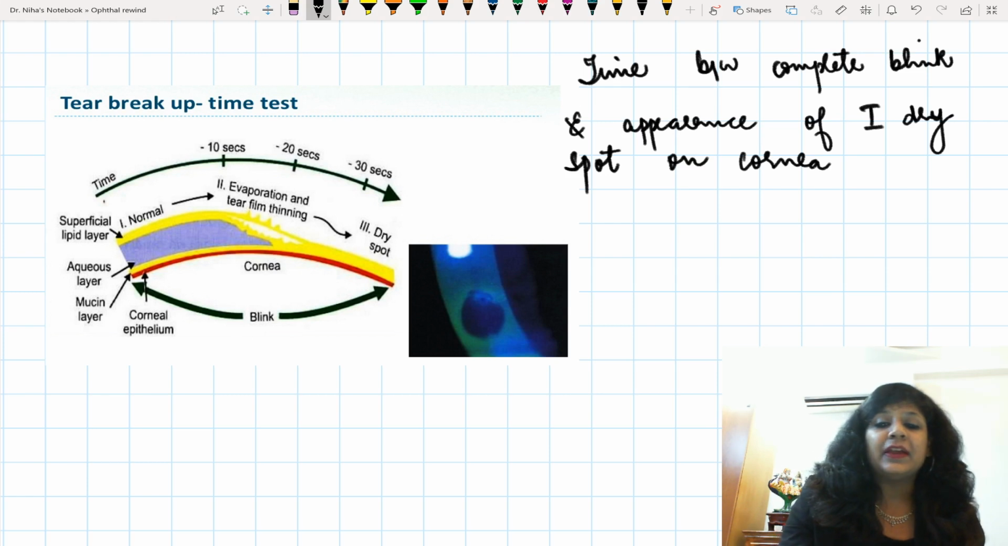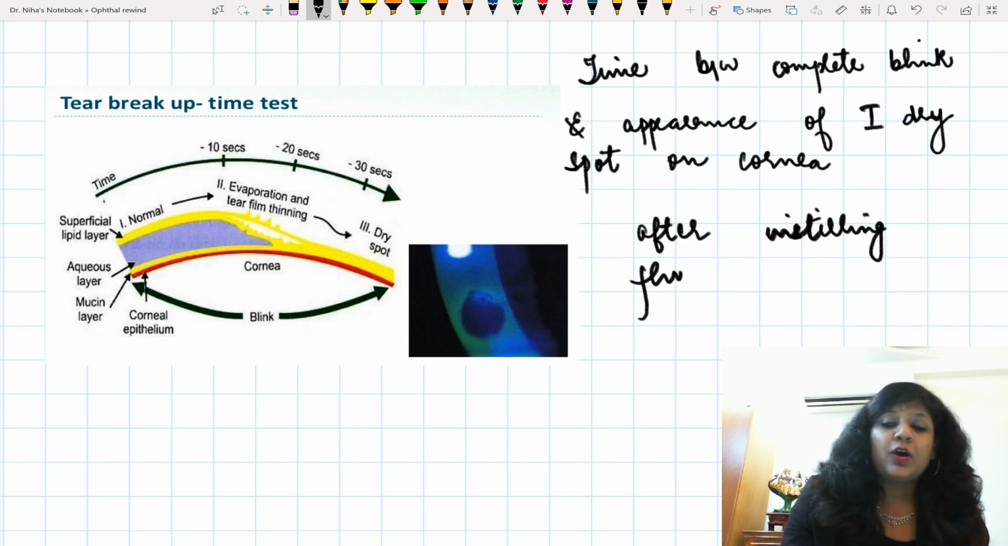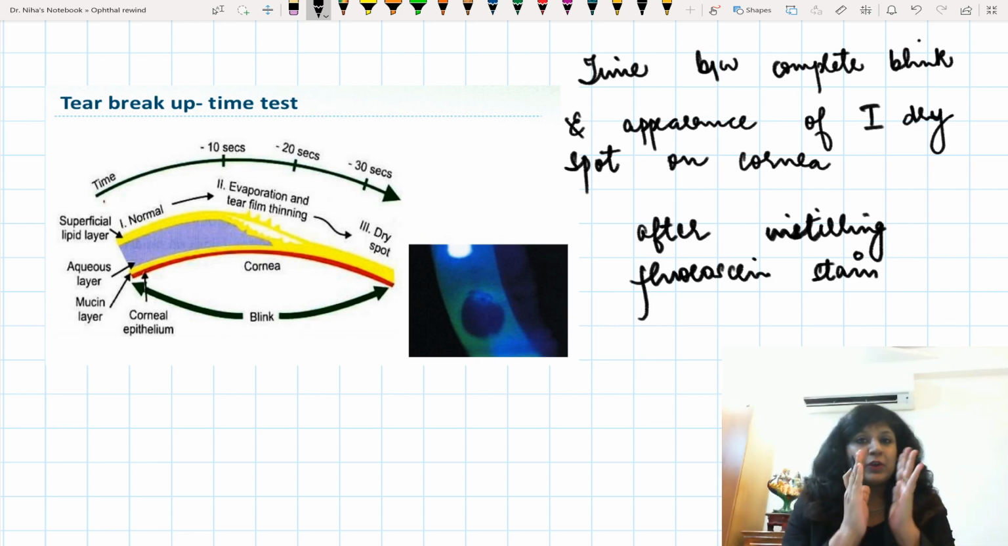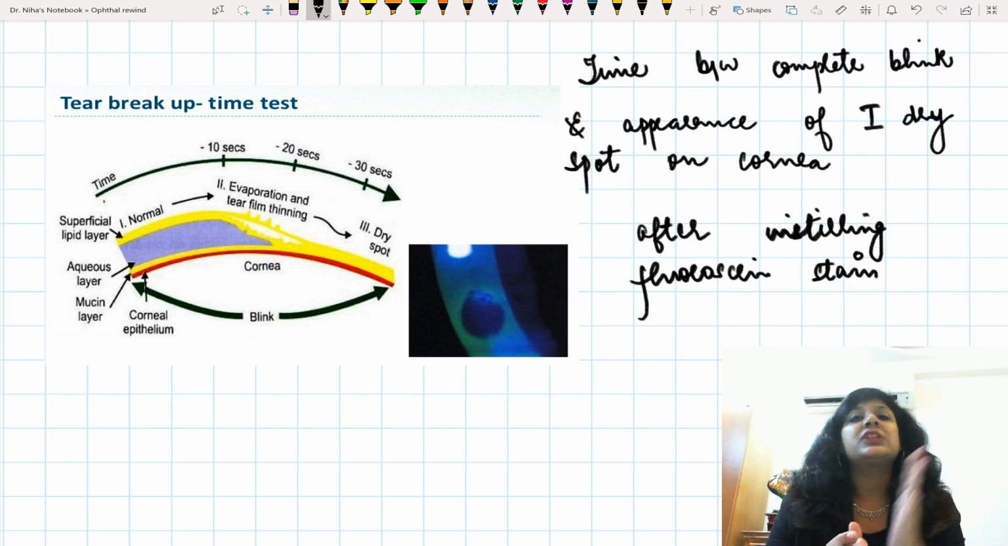We do this after instilling the fluorescein stain, because you are not able to see the dry spot if you are not using any staining. So here also we are using fluorescein staining. Again we will be looking through the cobalt blue filter, and when you look through it, you will get a greenish spot.